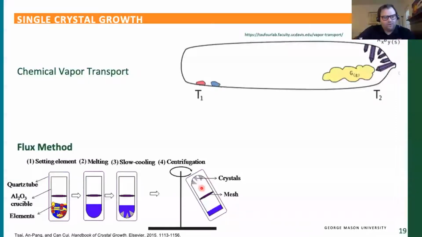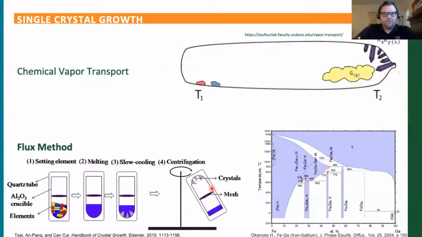So that way all the flux gets pushed out to one side, leaving just our nice grown crystals on the other end. The mesh here is just in place. It has no use in the actual growing of the crystals, but it's used to separate out the flux at the very end of that centrifuging stage.